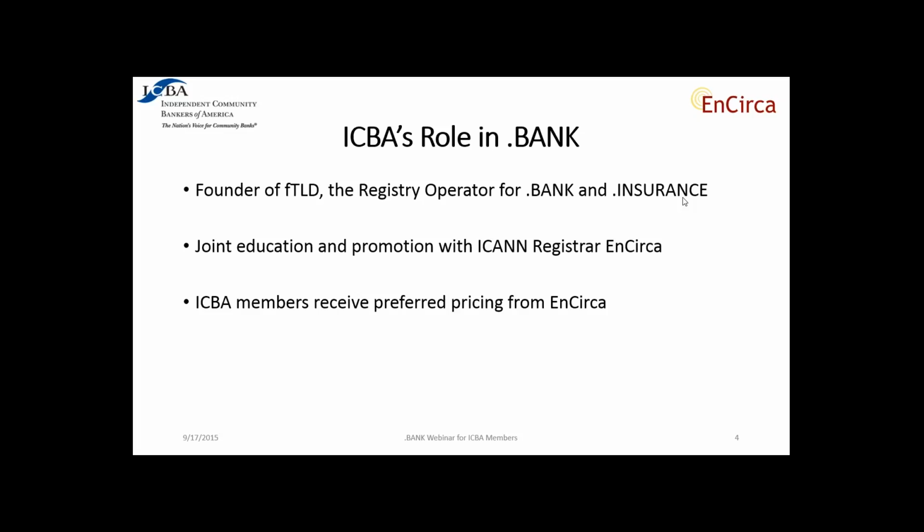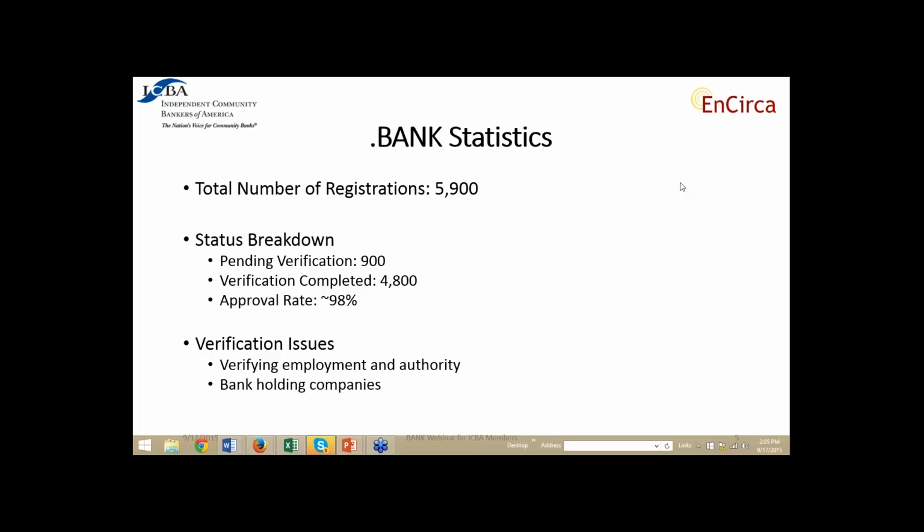Now, before we really get into today's program, I want to give a brief snapshot of the latest .bank statistics. There are almost 6,000, or to be more exact, 5,900 .bank applications. We think this is just phenomenal. Approximately 81% of the applications have been verified, and the approval rate is approximately 98%. These are extremely strong verification and approval metrics.